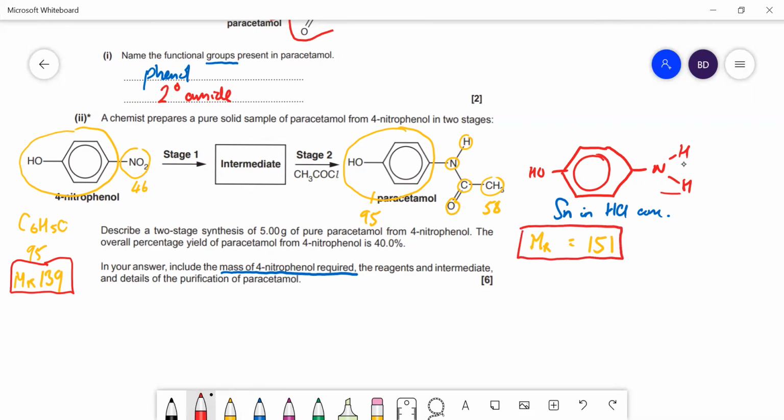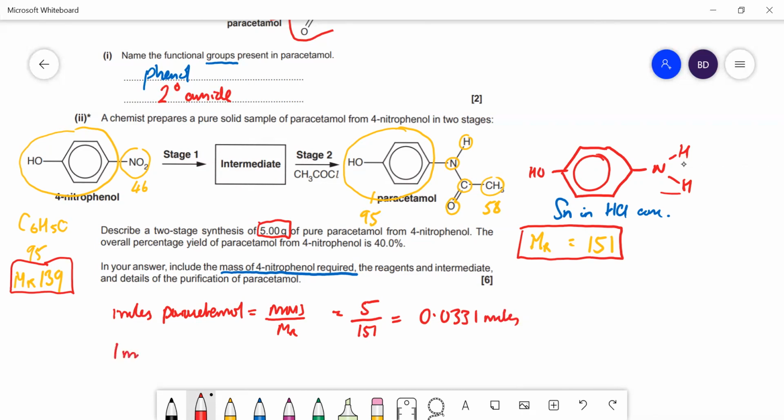Now we want to make 5 grams of paracetamol. So how many moles of paracetamol is that? Is equal to mass over MR. 5 over 151, that gives us 0.0331 moles. 1 mole of paracetamol. Well, so 1 mole of 4-nitrophenol gives 1 mole of paracetamol.